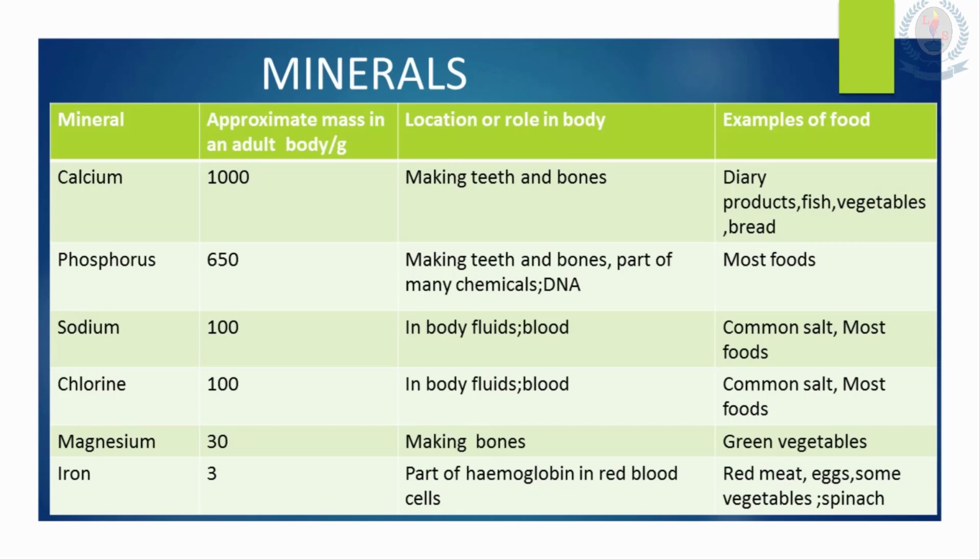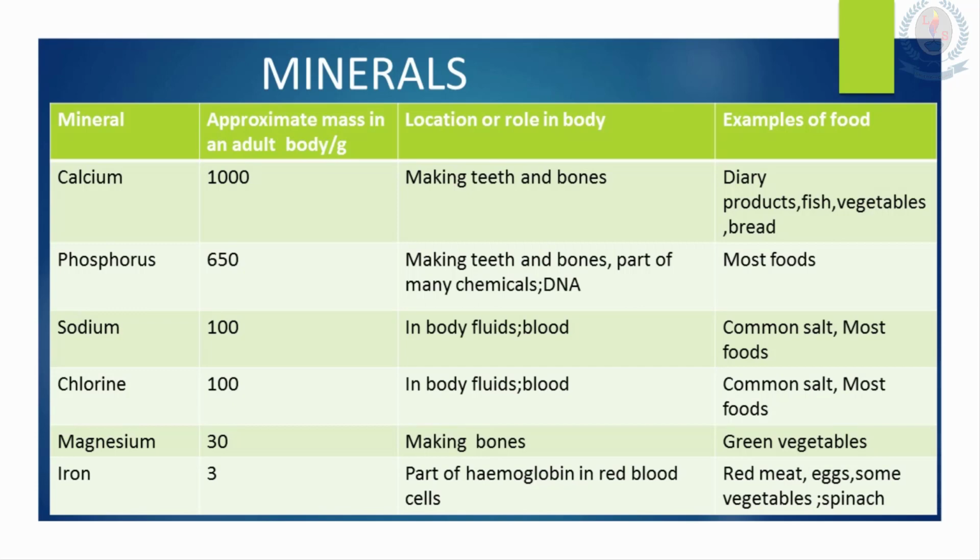Some other minerals are present in somewhat smaller amounts, but even though the amount is small, they have essential jobs to perform. So for instance, our body contains only 3 grams of iron, but without that amount, our blood would not be able to carry oxygen. Now let's look at what those minerals are and how important they are in our body.